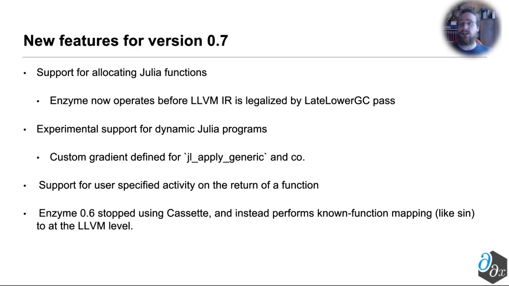We also added support for user-specified activity on the return value of a function. Since Enzyme 0.6, we stopped using Cassette, and we are now performing known function mappings, think sine, cosine, at the LLVM level, and this greatly improves the quality of inferred code, because Cassette.jl messes with the code a little bit too much, and this enables us to differentiate more functions.